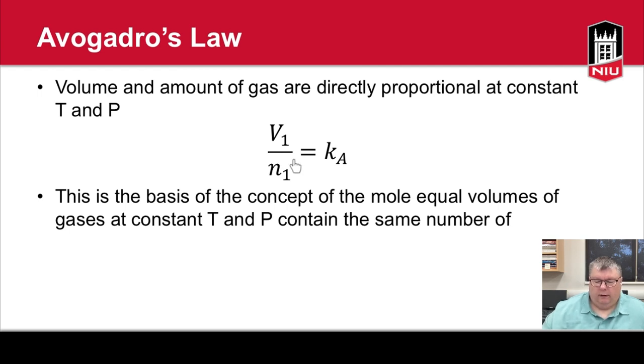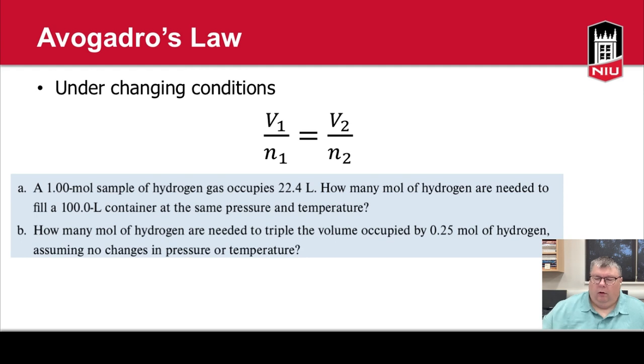V1 over N1 is equal to Avogadro's constant. So this is the concept of the mole. Equal volumes of gases at constant temperature and pressure contain the same number of particles. Under changing conditions, V1 over N1 is equal to V2 over N2, much like Charles's law.